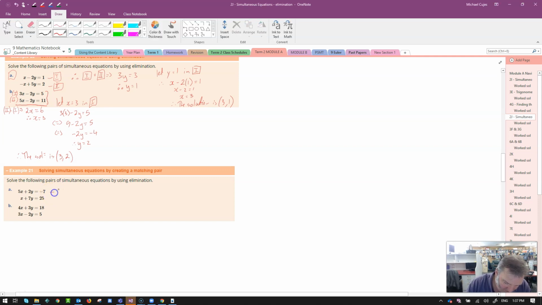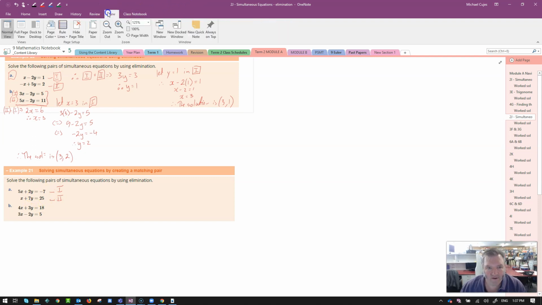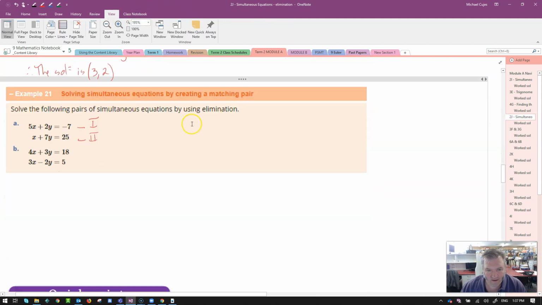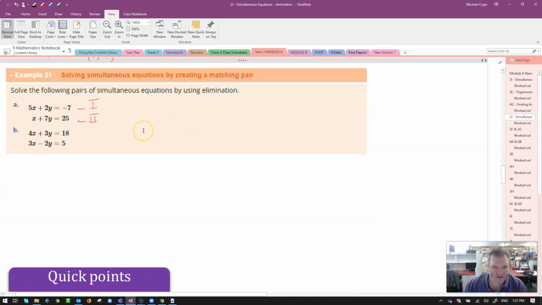So here I've got the first equation, 5x plus 2y equals negative 7, and my second equation, x plus 7y equals 25. Just going to zoom in a little bit so we can see it more clearly. As I was saying, the coefficients are not equal for either x or y. I want to make the coefficients equal. Multiplying 2 by 3.5 would get me to 7, but multiplying by 3.5 doesn't sound like a good idea. It's going to introduce fractions, and we're trying to avoid that.